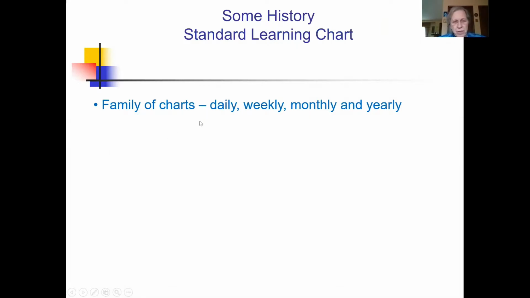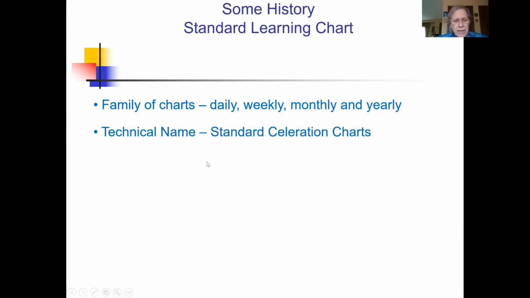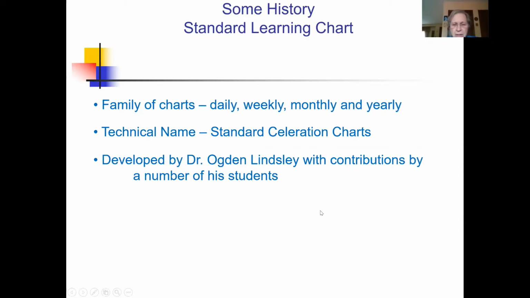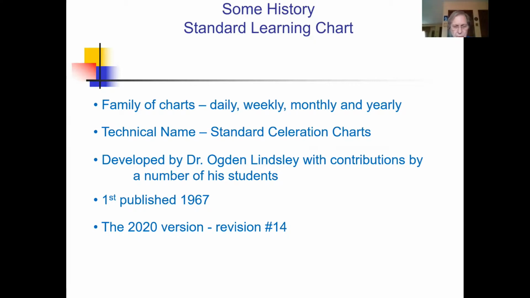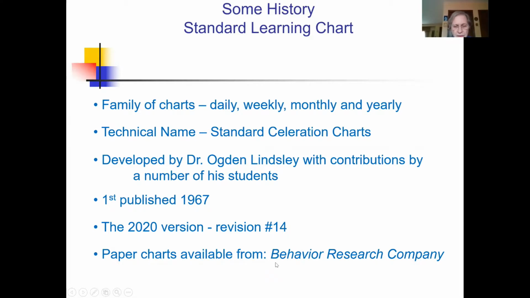Here's a little history about the chart. There is a family of charts. They're daily, weekly, monthly, and yearly. We're going to focus on the daily chart. That's the one used primarily in educational instructional settings. The technical name for the charts is the standard acceleration charts, acceleration basically being a synonym for change. The charts were developed by Dr. Ogden Lindsley with contributions by a number of his students. First published in 1967, the 2020 version is revision number 14. And paper charts are available from the Behavior Research Company.